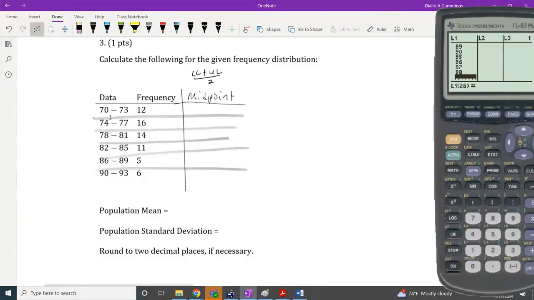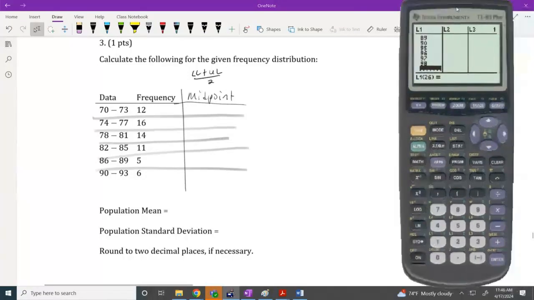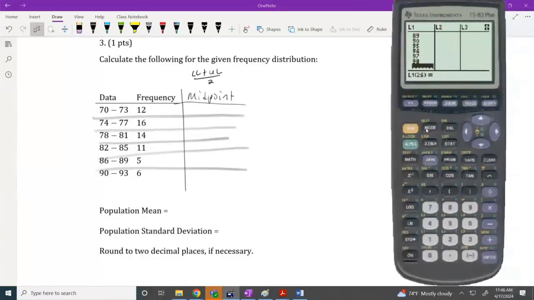So to find the midpoint for the first class, I'm going to go back to my home screen, which is second and mode, which is the quit key. 70 plus 73 divided by 2 gives us 71.5. So that's the midpoint for the first class.